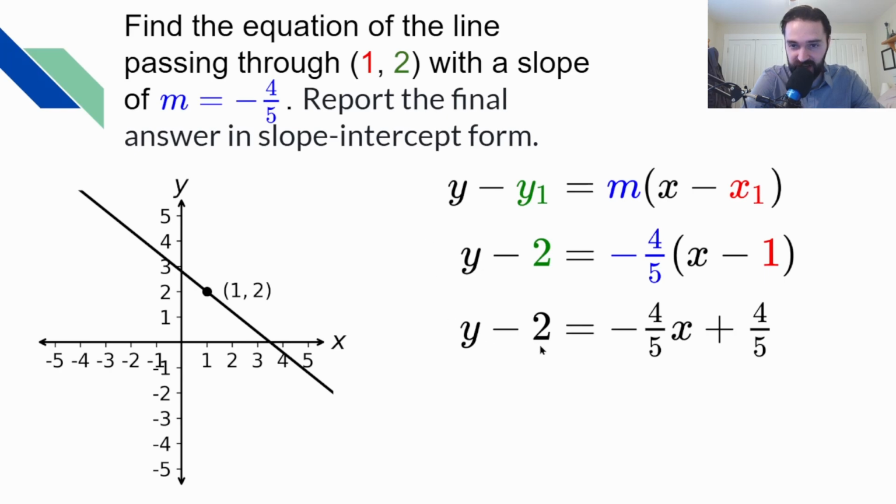So at this point, it's just algebra cleanup, right? We have y minus 2 equals negative 4/5 x plus 4/5. That's what happens when we distribute this 4/5, the negative 4/5.